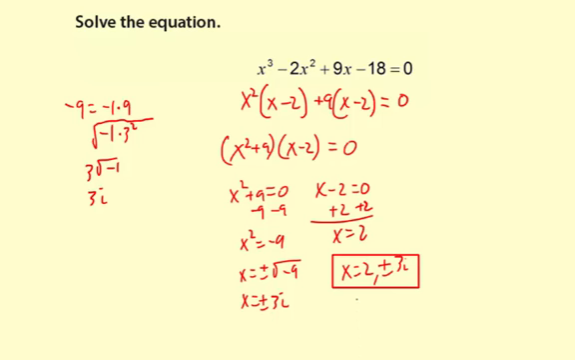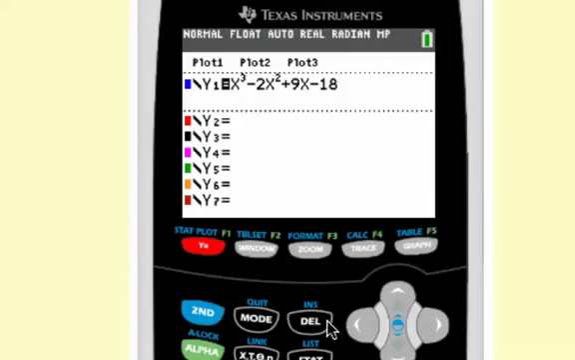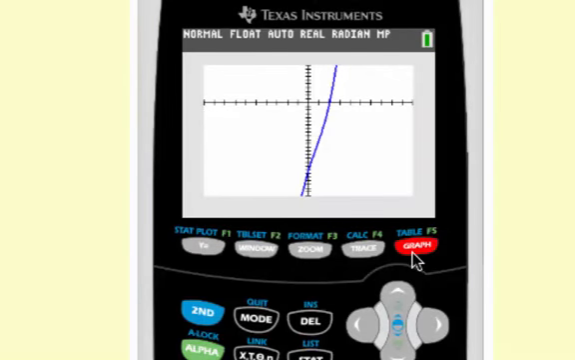You could also do a final check on the calculator by graphing the related function. Okay, so here's the related function. And on the graph of that, you can see it looks like there's an x-intercept at x equals 2, and that's the only x-intercept, which is good because we had one real and 2 imaginary solutions.